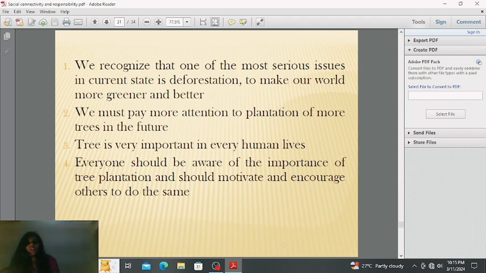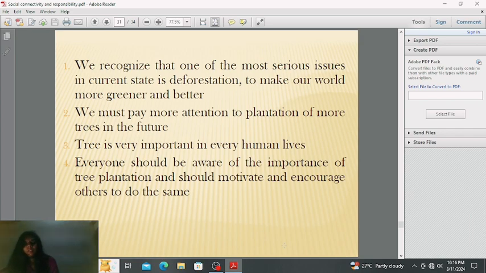So first, we recognize that one of the most serious issues in the current state is deforestation. To make our world more green and better, we must start paying more attention to the plantation of trees, so that we can have a better future. Trees are very important in our human lives. Without trees we cannot have rain, food, or anything, and we need oxygen for breathing, which is very important, or we could die at any moment.